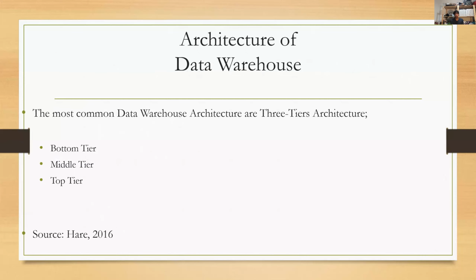An architecture of data warehouse. The most common data warehouse architecture is the 3 tiers architecture. It comprises a bottom tier, middle tier, and top tier. The bottom tier is comprised of the database and data warehouse servers, and is usually in the form of a relational database system, where data is cleaned, transformed, and loaded into this layer using backend tools.